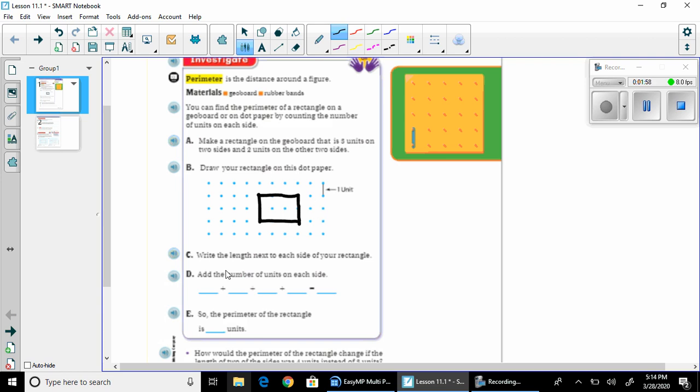To find the perimeter, or the distance around a figure, you will add up all of your units. We are going to start with our sides. From here and here, this one was 2 units, so I'm going to add 2 units. I'm going to add the other side over here, which was also 2 units. So I have my 2 sides. Now I'm going to add my top and my bottom, and each of those were 3.